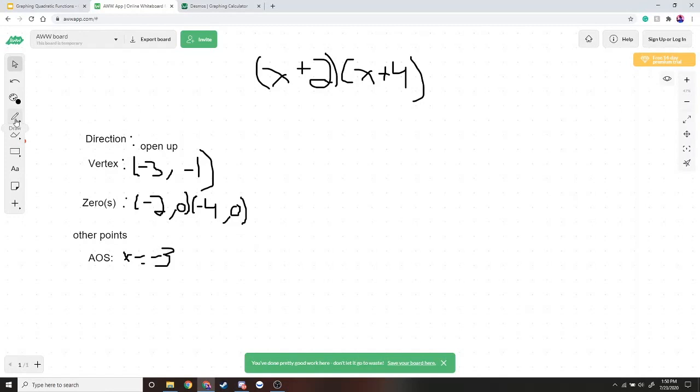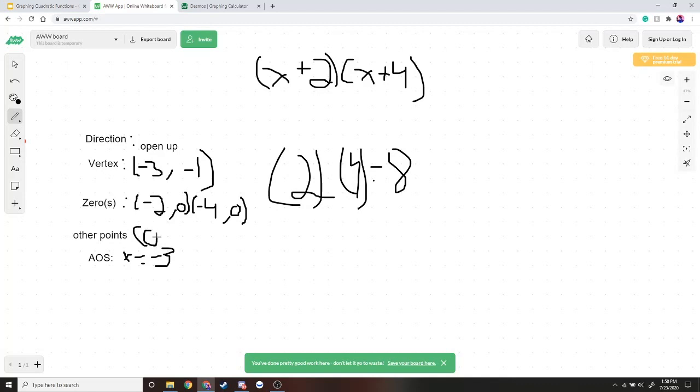We only need to find one other point. So what we're going to do is plug in a simple number that we haven't already plugged in. So let's do 0. If we plug in 0 here, we get 2. And if we plug in 0 here, we get 4. So that multiplied together is 8. So our other point is 0, 8.